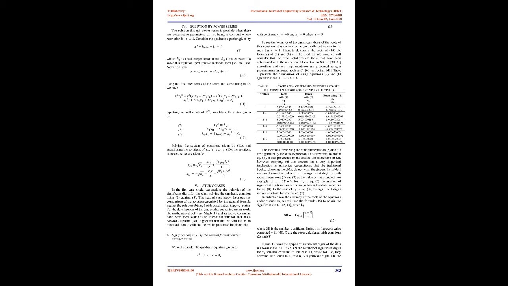In EQ 2, the number of significant digits for the first root remains constant, in this case 11, while for the second they decrease as it tends to 1, that is, 5 significant digits.